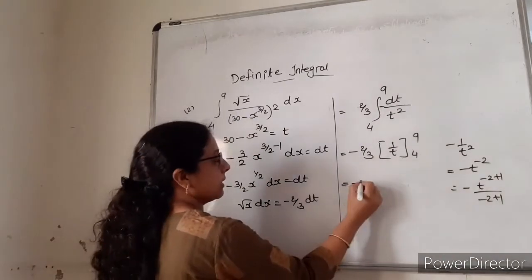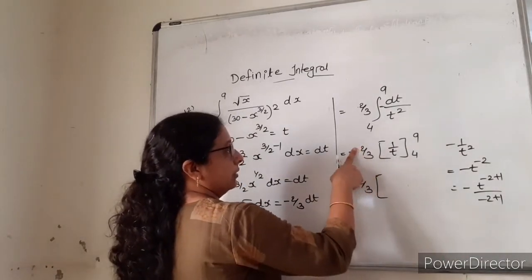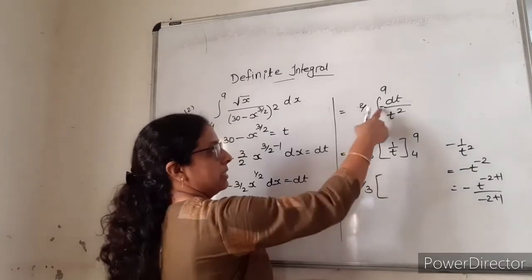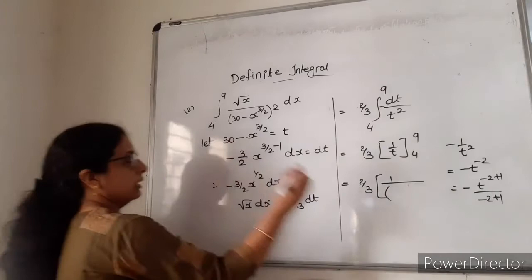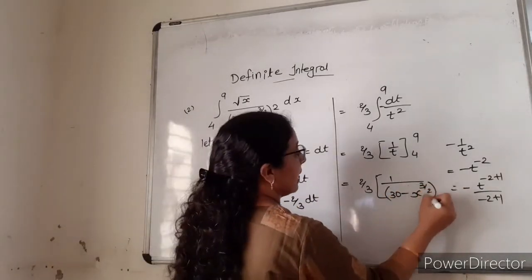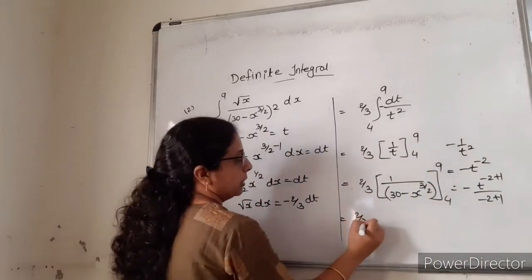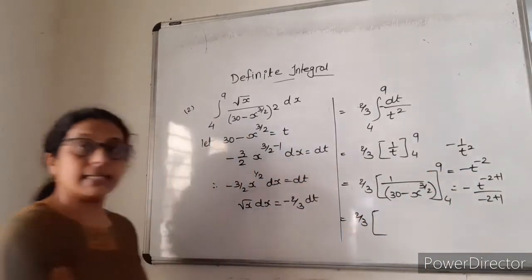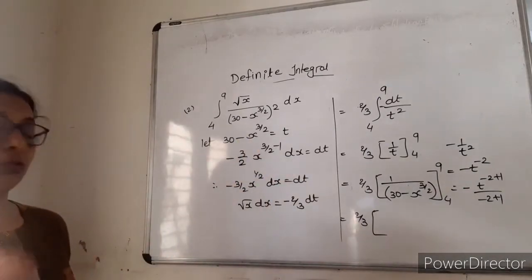Here it is minus 2 by 3. Minus we have taken inside. 1 upon what is t? 30 minus x raised to 3 by 2. 4 to 9. 2 by 3. What is x? First we will write 9 and then x equal to 4.